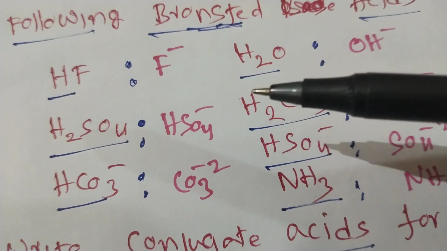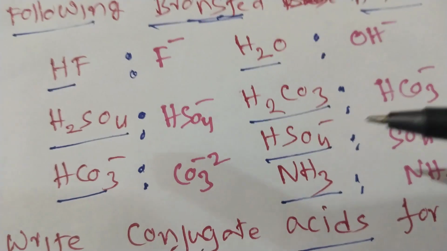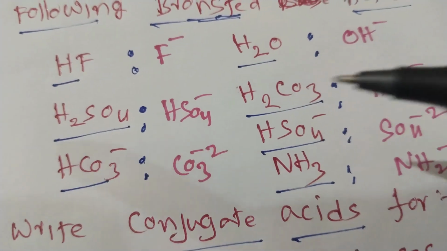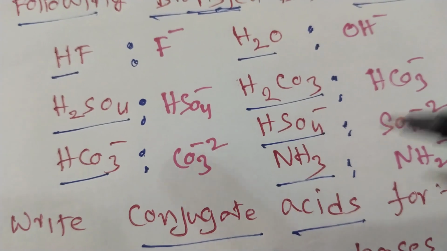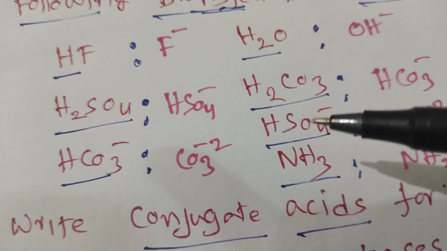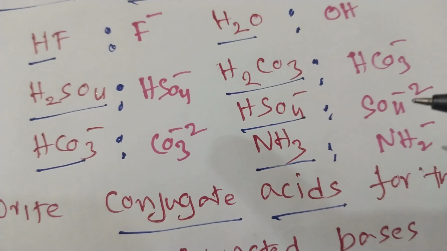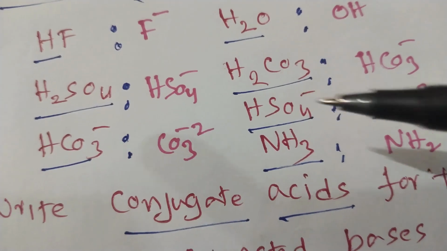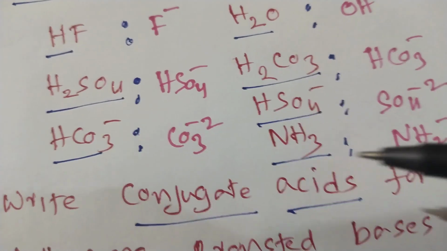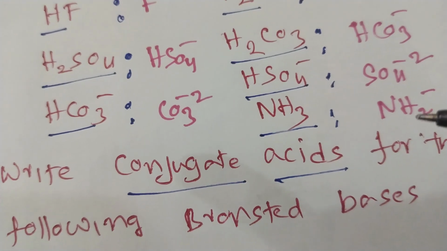H2O, removing H plus, OH minus. H2CO3, removing H plus, HCO3 minus. Already a negative charge is there. After removing H plus, we have another minus 1, so minus 2. If it is a minus 1, it becomes minus 2. Please note it. Ammonia, NH2 minus.